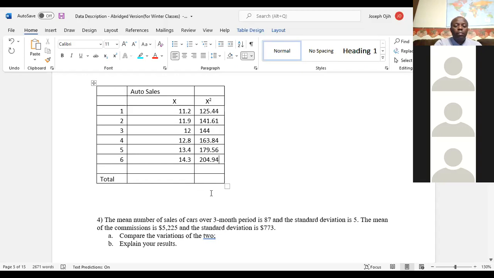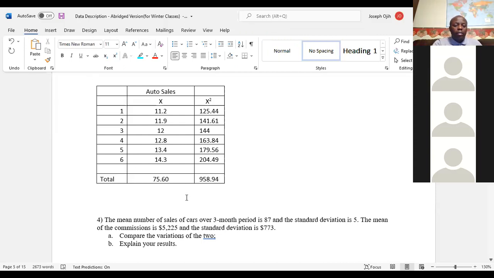Professor, it's 0.49. Okay. We add all these numbers here. You're going to get 75.6. Let me center it so it can look nice. Center all of this. Okay. We add these ones here, and you're going to get 98.94. So now with this, we can calculate our range.